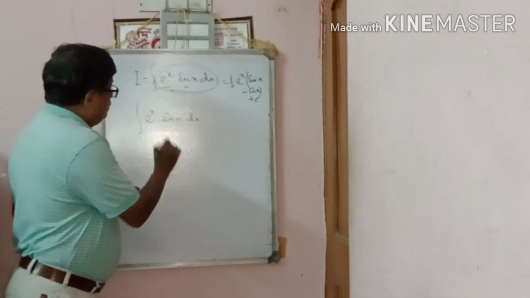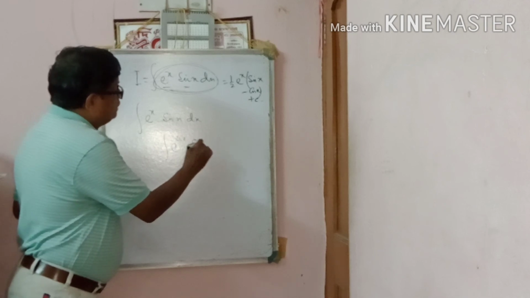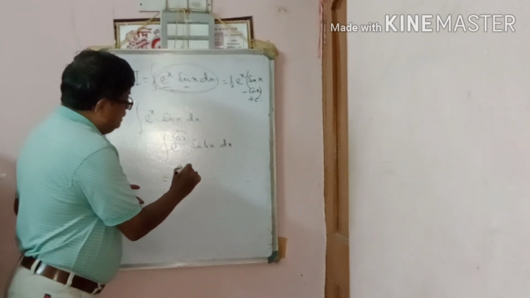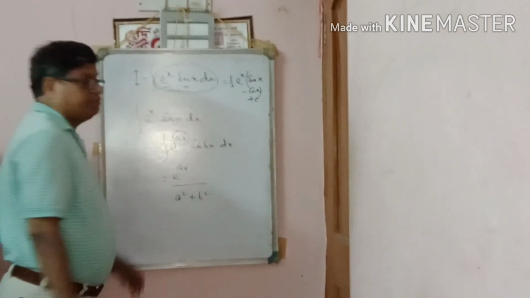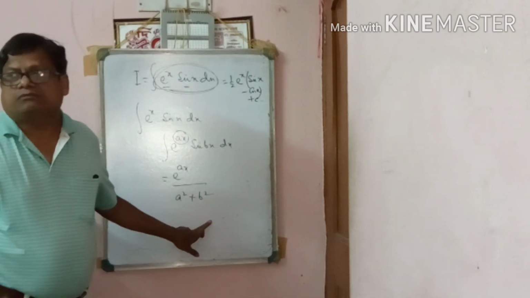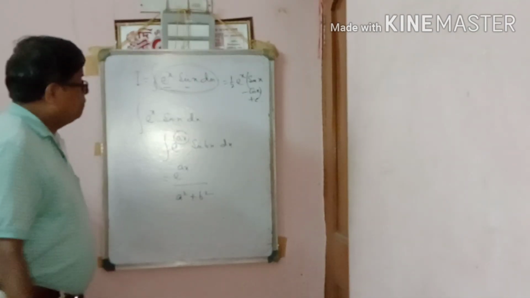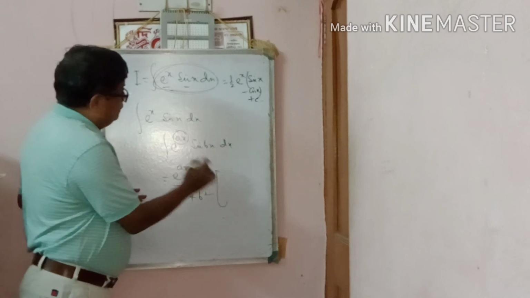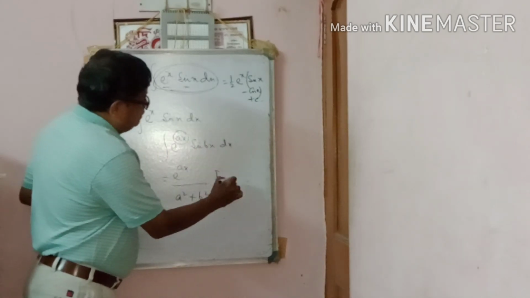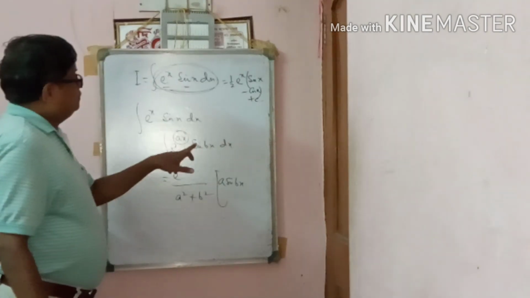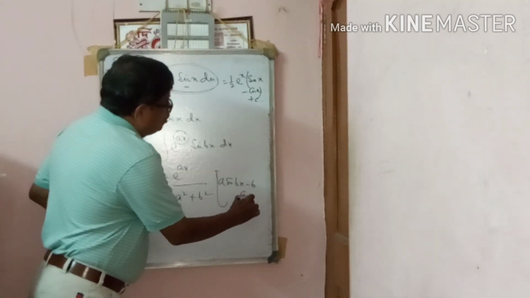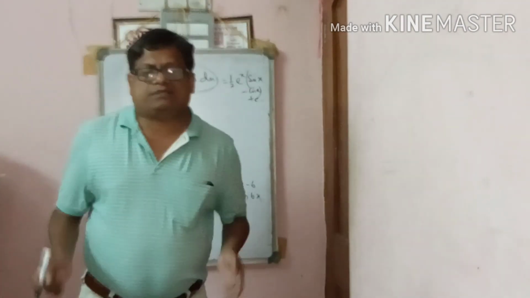So writing e to the power ax sin bx dx. That is e to the power ax divided by a square plus b square, a square plus b square, into what function is given: you write a times sin bx, and the derivative of sin bx, here b is given, so it will be b cos bx, minus. All of you know, d/dx of cos x is minus sin x.